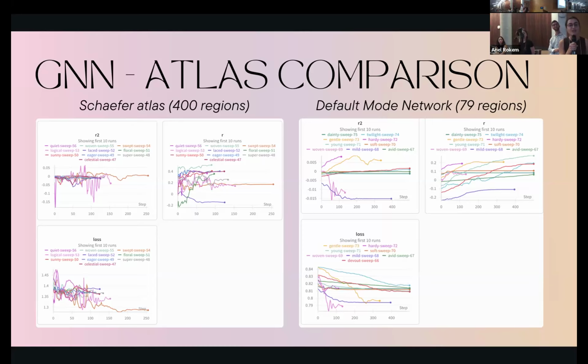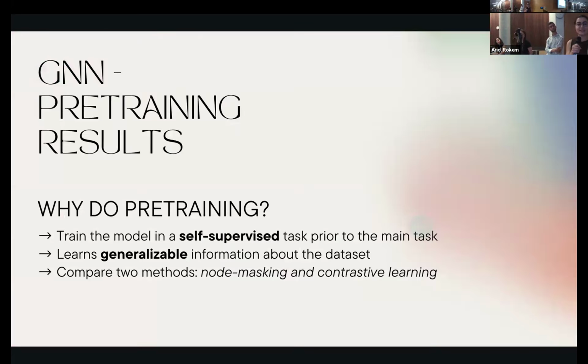You can see the comparison of the loss curves, the R squared and the R. They definitely become a lot smoother when we use less data. So this at least helped for this week.